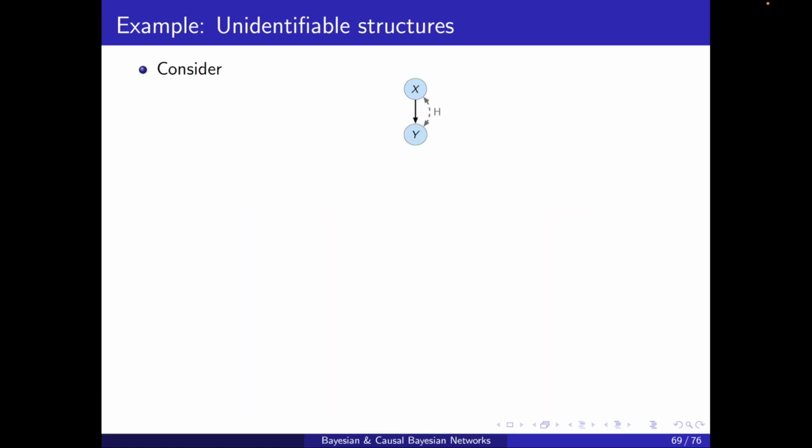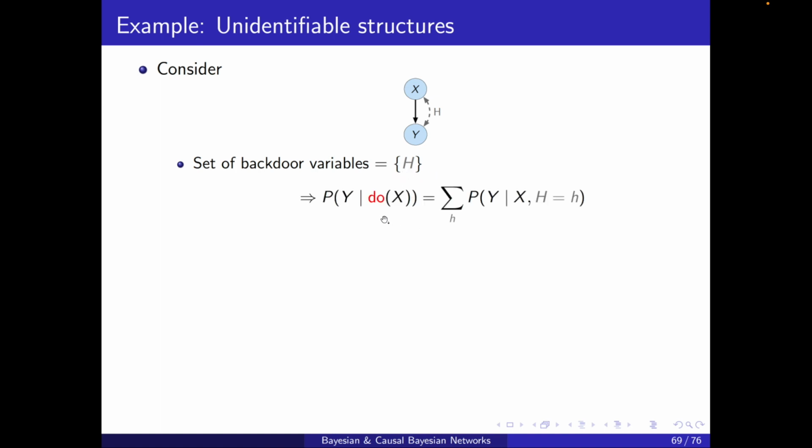A couple of unidentifiable structures. The first one is what we have already seen. X is causing Y, and there is a confounding variable H. The only way to block this active trail, the backdoor path, is to observe H, choose H as the backdoor variable, and then we can simplify the query, but we cannot do this. H is unobserved. And we can see that none of the do calculus rules can help us here to simplify this query. So it is unidentifiable.